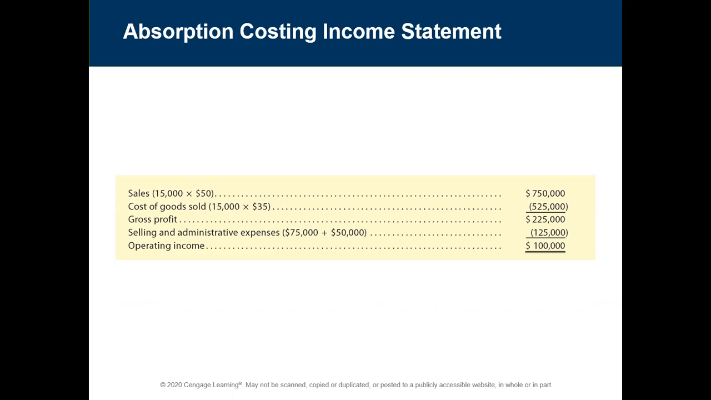Okay. And so let's see. This is kind of a review. We've seen this lots of times now. Here's a very simplified absorption costing income statement. We have our sales, our cost of goods sold gives us our gross profit, and then our selling and administrative expenses gives us our operating income. So sales minus cost of goods sold, gross profit, minus selling and administrative expense, operating income.